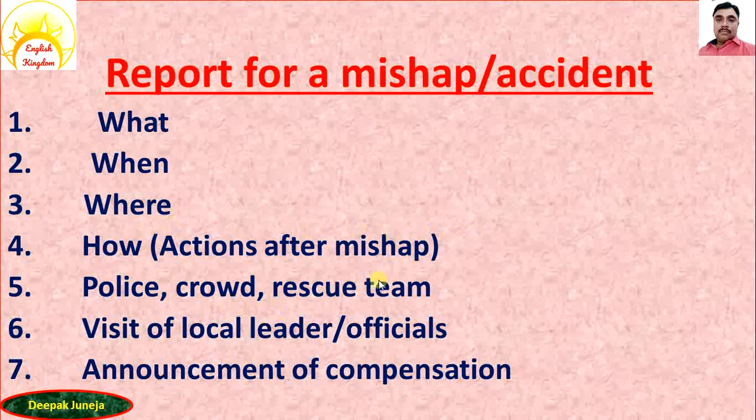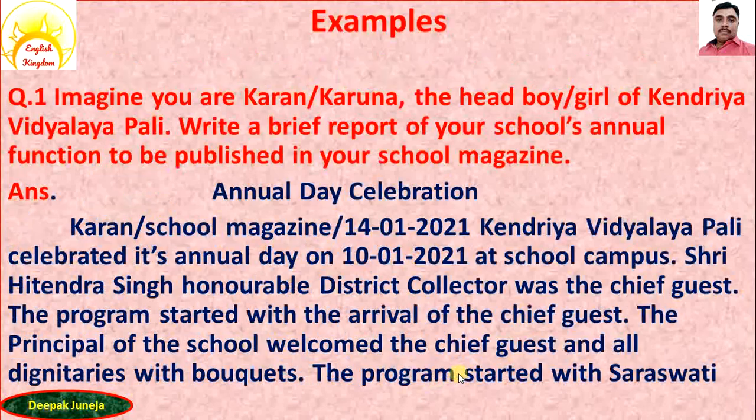Police, crowd, rescue team. In the first one, when it is all about an event, the chief guest and other guests come. But here, when it is a mishap or accident, police, crowd, and rescue team come. Visit of a local leader, officials, announcement of compensation. Compensation means economic assistance. It is generally given to those who have suffered certain loss. Either they are injured, or they are dead, or their property is damaged. They are given the compensation, means economic assistance.